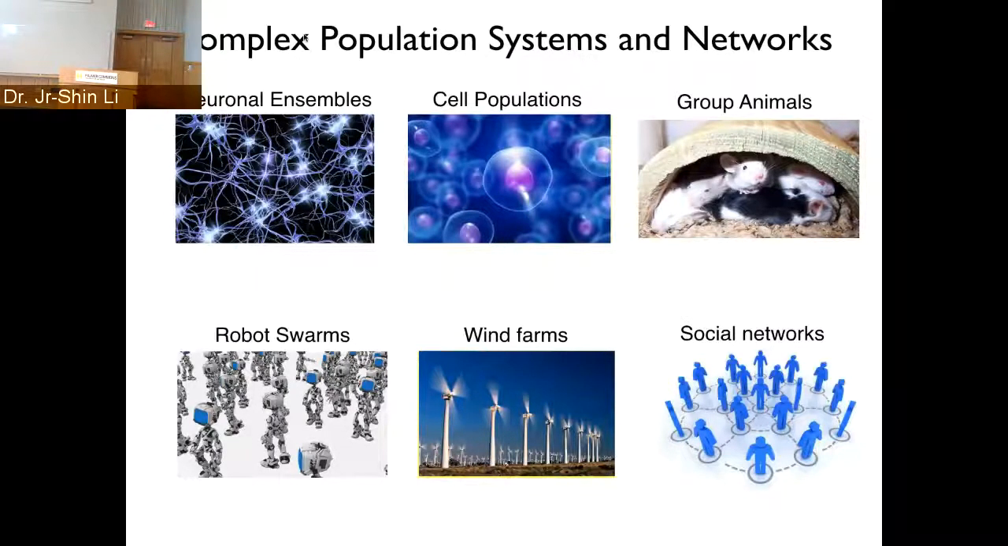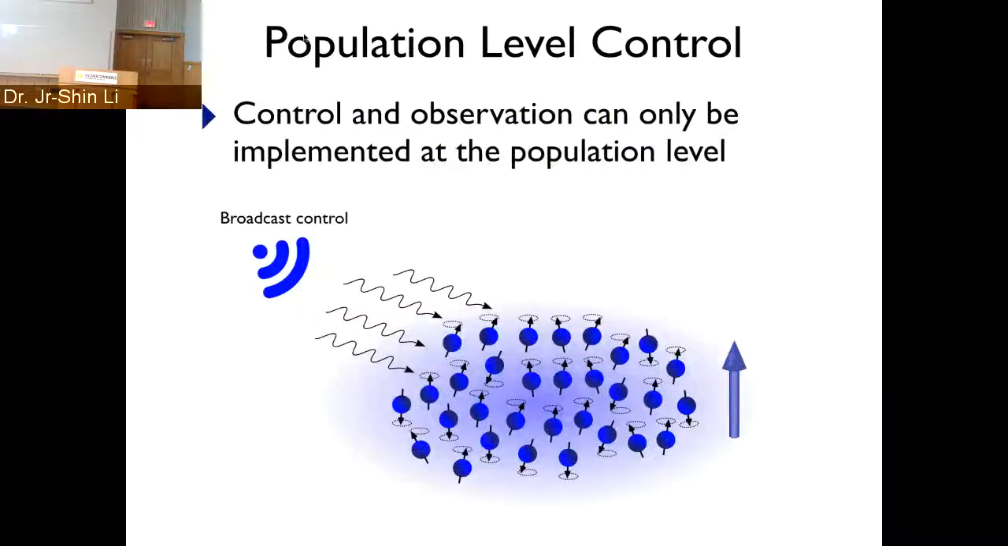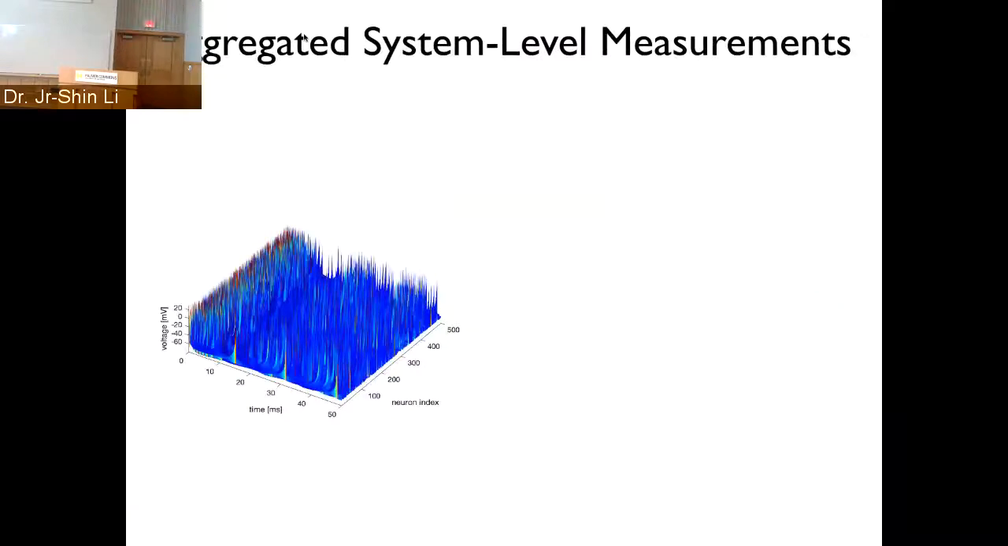There is a common feature in all of these systems: the system contains a large number of identical units. In many application domains, the control and observation can only be implemented at the population level, for example, through broadcasting an input signal, just a common signal to the entire population, so each node is receiving the same input, or through receiving aggregated measurements.